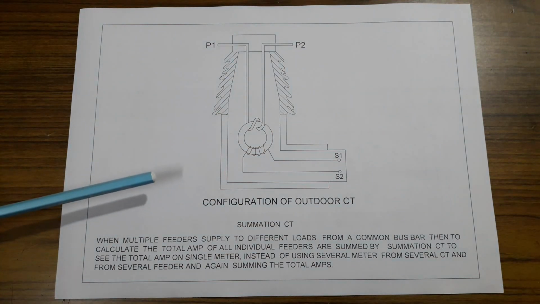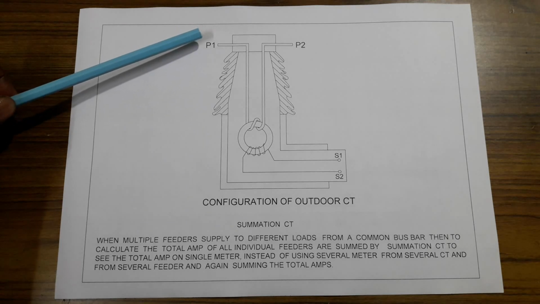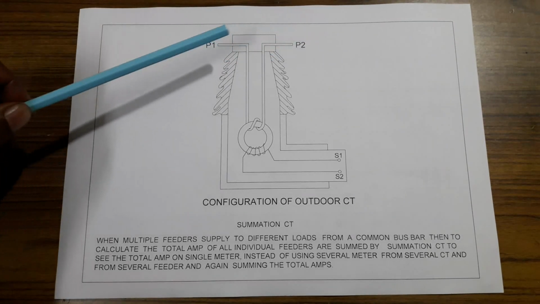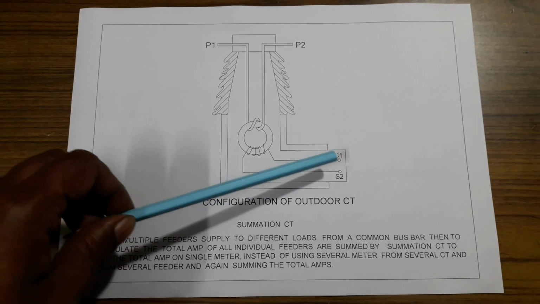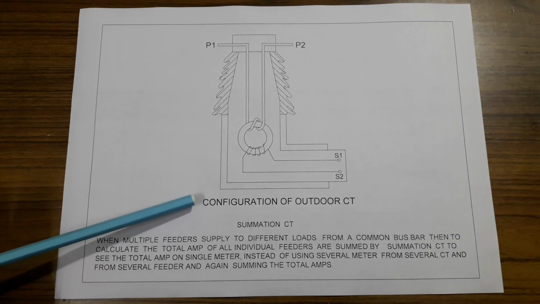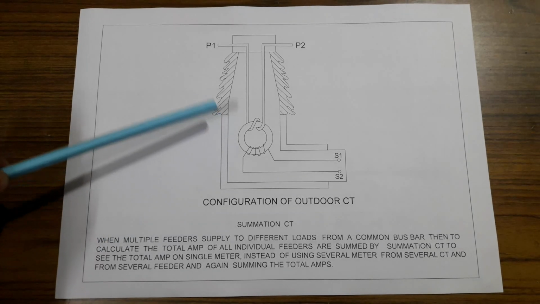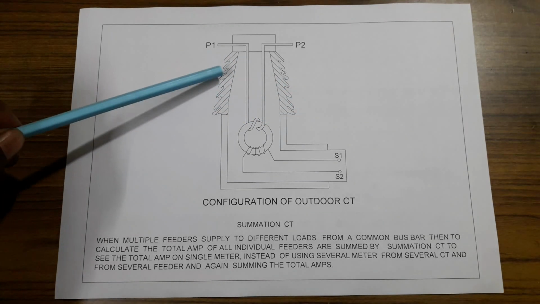Here is the configuration of outdoor CT. Here is the primary P1 and P2, and here is the core, and here is the secondary S1, S2. Here is the core, and here is the porcelain. This is porcelain bushing.